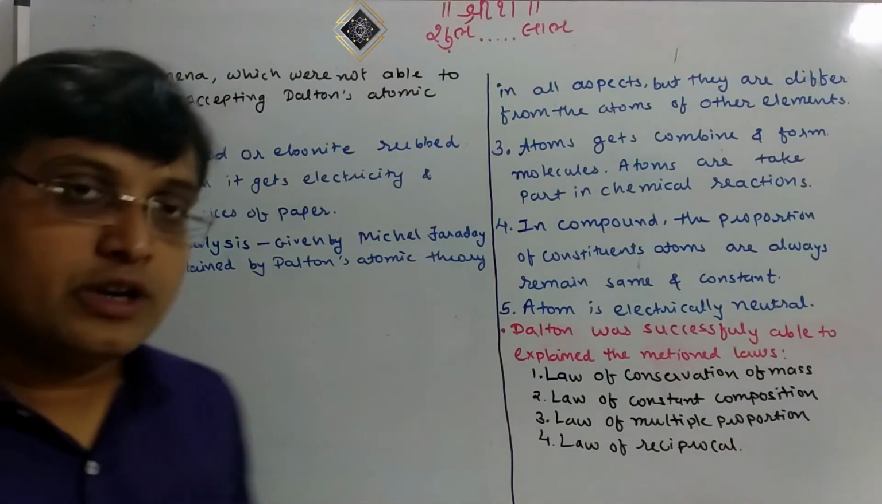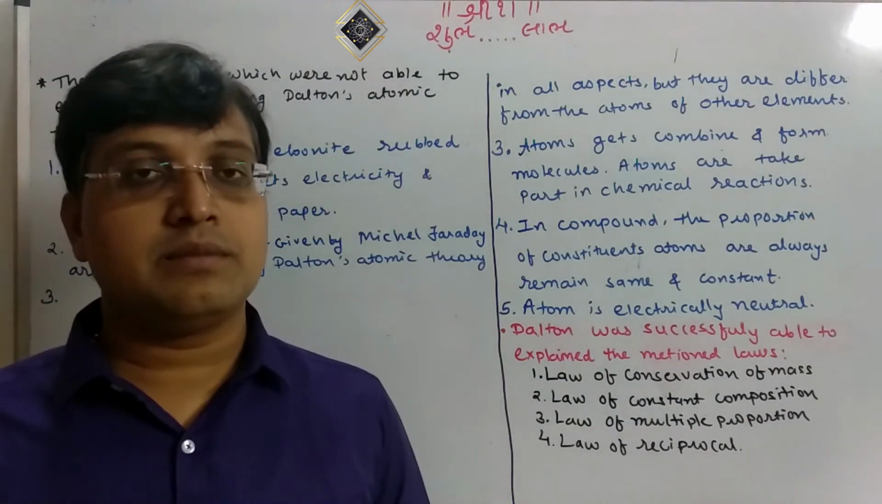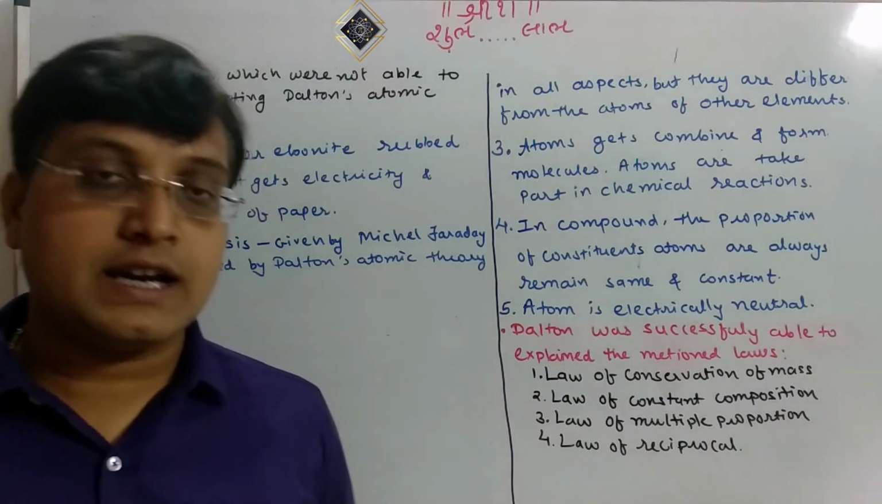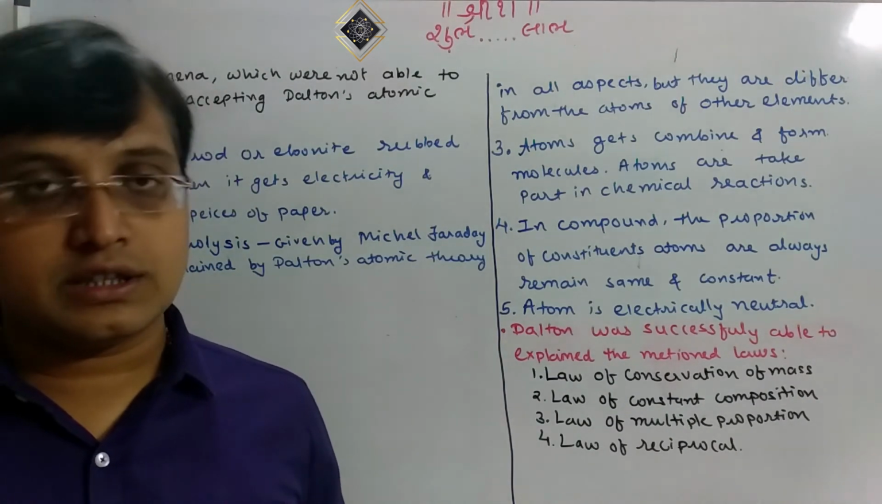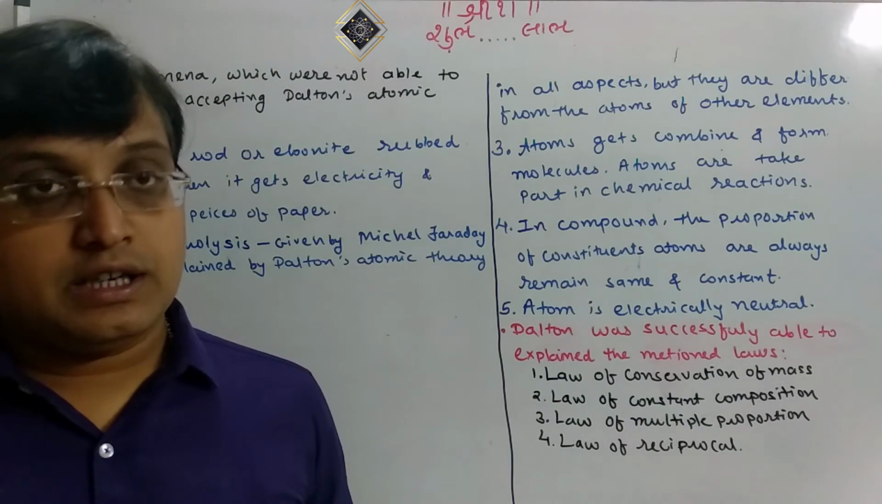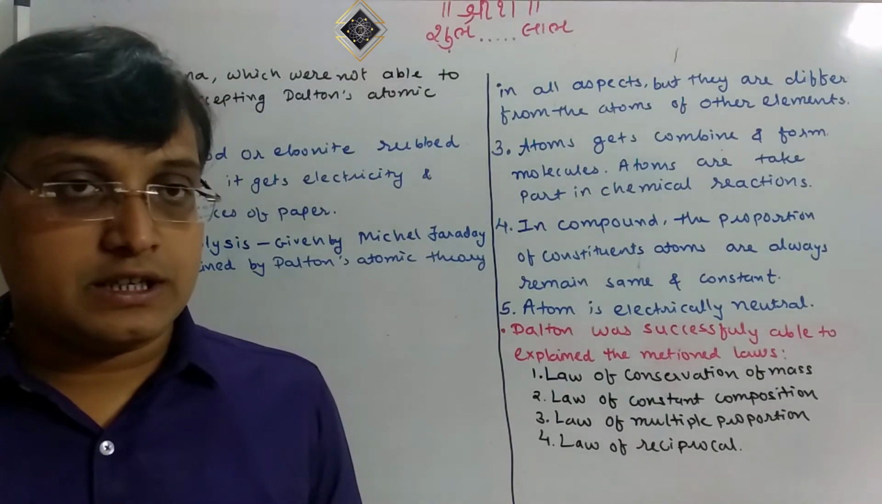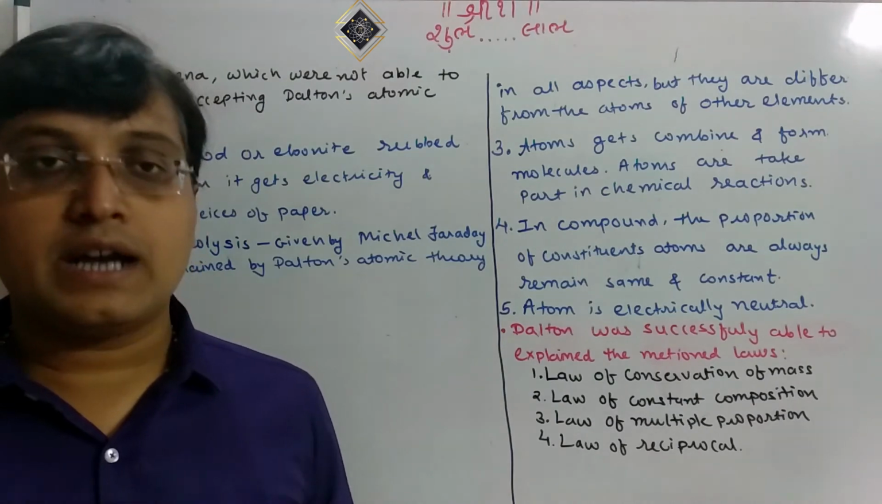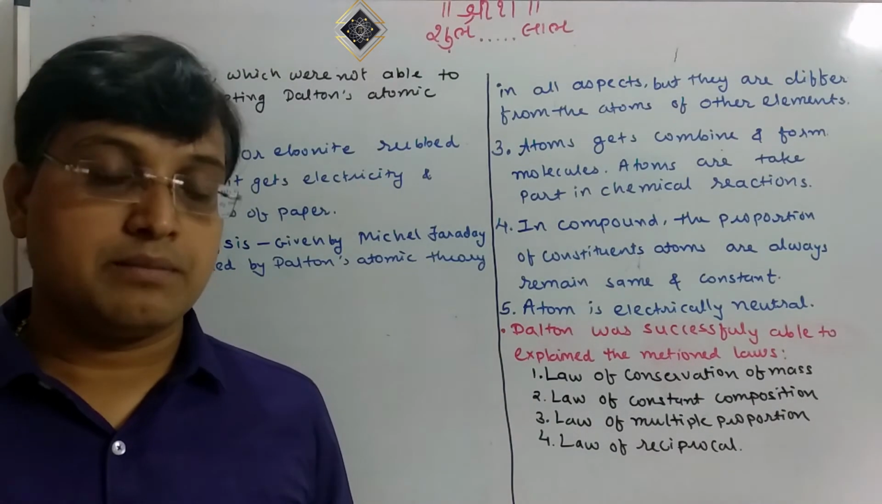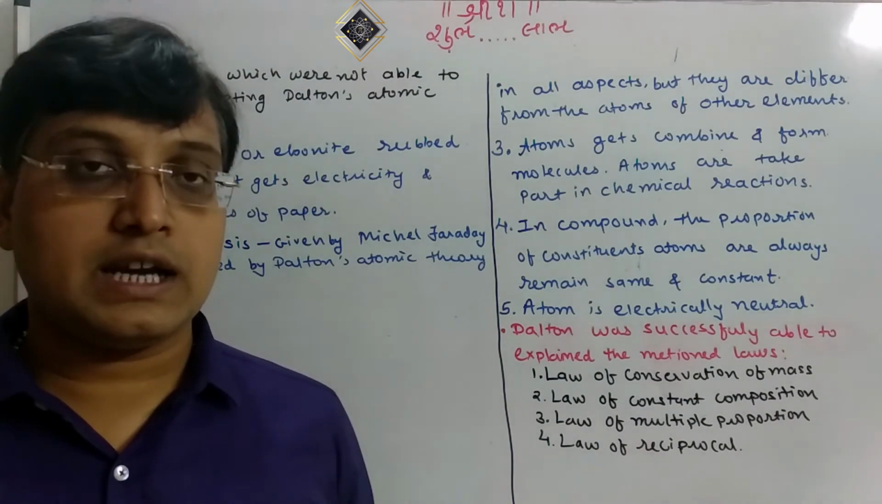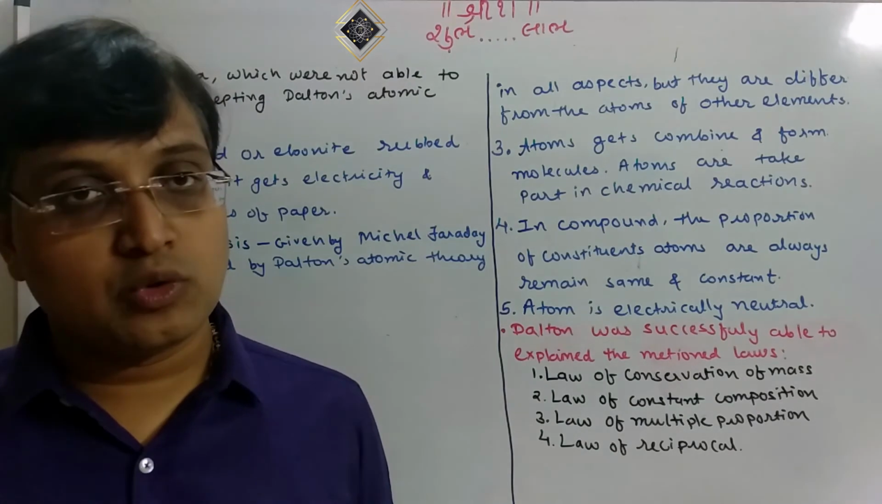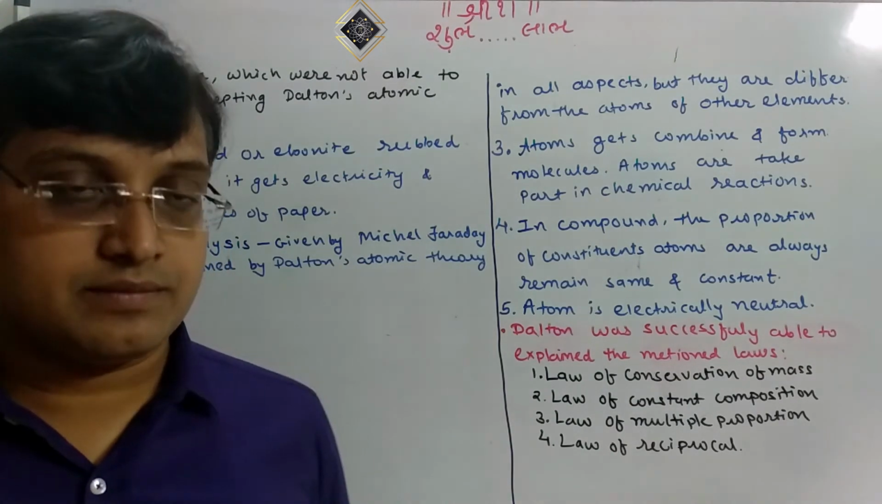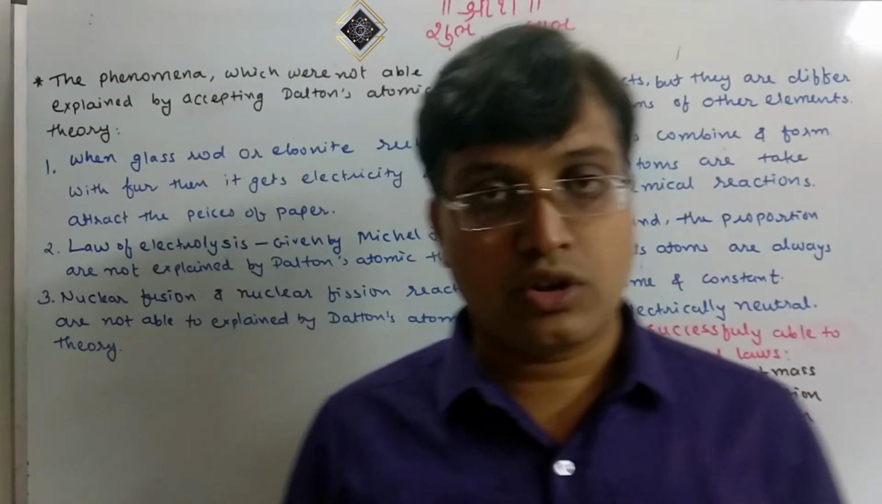Third, according to Dalton's atomic theory, the atom is the smallest particle and it is indivisible or uncuttable. If the atom is the last particle of an element, then further destruction of the atom is not possible. But nuclear fission and nuclear fusion reactions prove that the atom is divisible. Let's revise the whole topic.